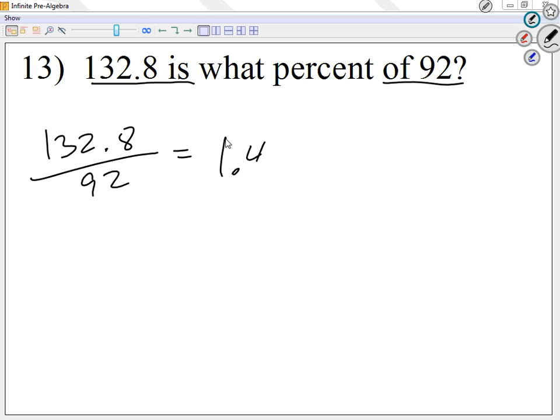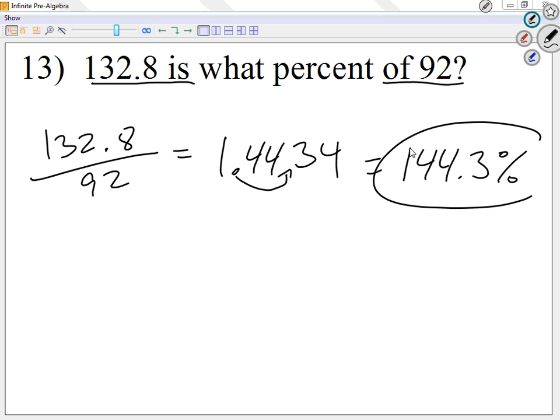Let's see, 1.4434. I have to move the decimal 2 places to the right. The last 4 is too small, so I'm gonna call this 144.3%. If my decimal number has like a 1 point something, this is gonna be 100 and something percent. All we're doing is moving the decimal 2 places to the right.